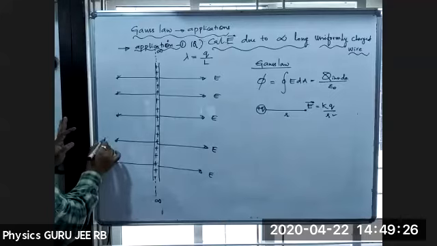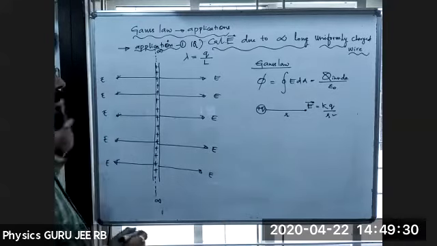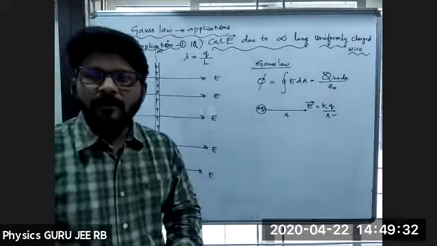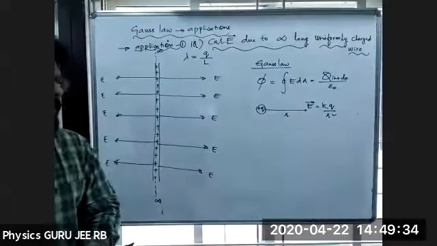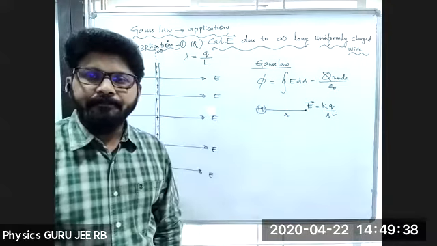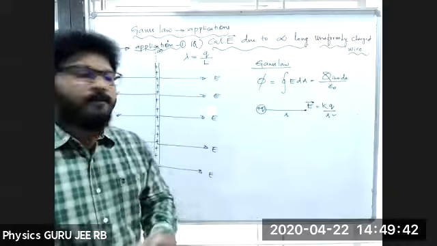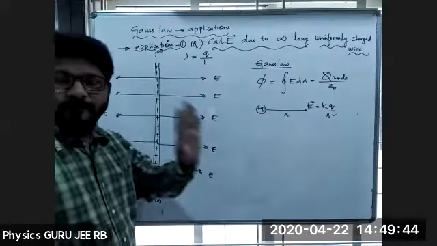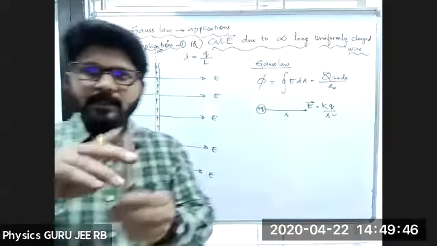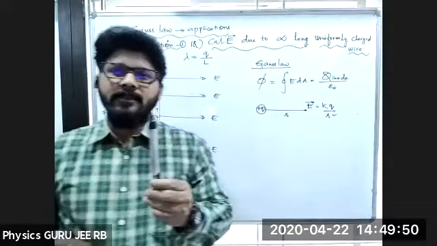But this many number of electric field intensities are there. How to calculate it due to an infinitely long wire? For that purpose, we have to take the help of Gauss law or a Gaussian surface. Construct a surface around it. This is nothing but a wire. Around it, we have to construct a Gaussian surface.